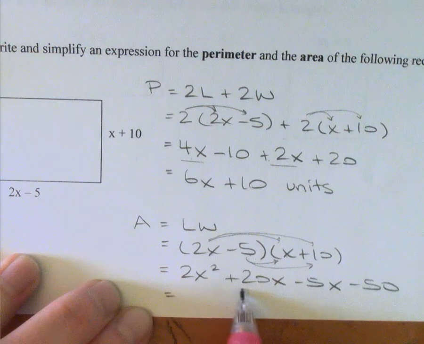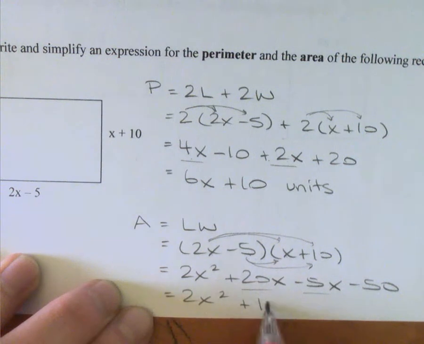So I can add the like terms again. So I have 2x squared plus 15x minus 50. And because we were looking for area, it would be units squared.